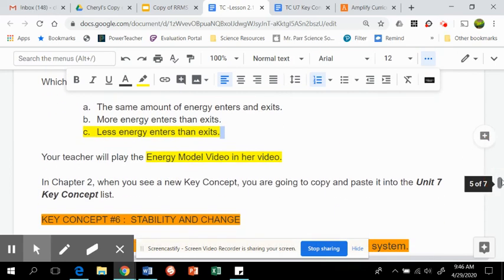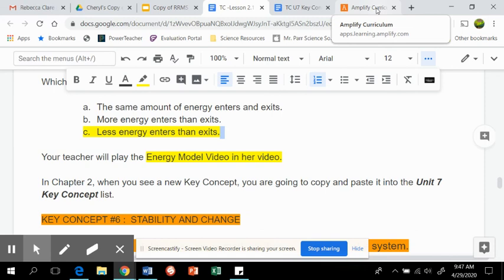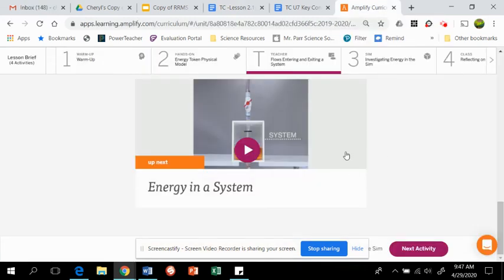Okay, so your teacher will play the energy model video in her video. So I'm going to stop here with this video, and I'm going to start a new one. This ensures that it doesn't take 3 hours to load. All right, so I'm going to stop here.